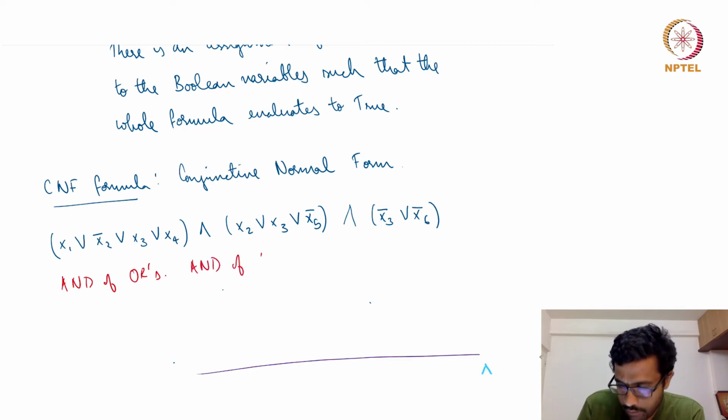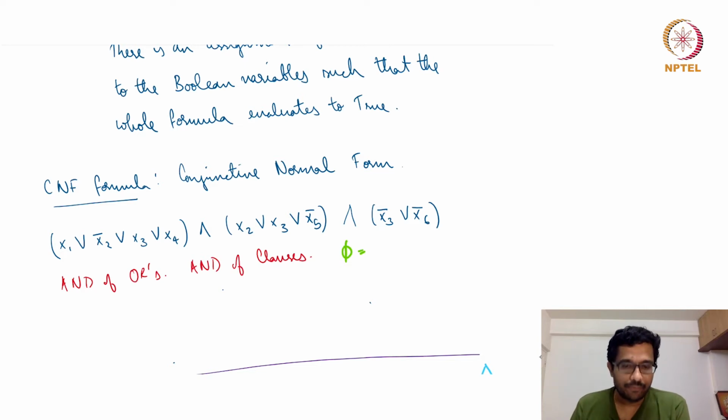The whole formula will be an AND of clauses. So something like this, let's say the whole formula phi. Phi is just one way to denote it, like we call a variable in algebra x, right? So a Boolean formula is sometimes called phi. There are also other notations like psi.